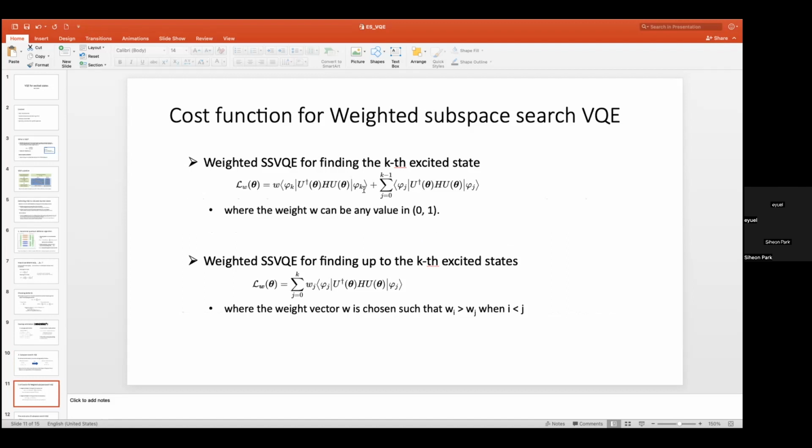A proper setting for this is all about the cost function. So the first one, if we see this equation, is called the weighted subspace search VQE, to find the k-th excited state. Here, what we need to find is the unitary transformation. So here we have the sum from 0 to k minus 1.